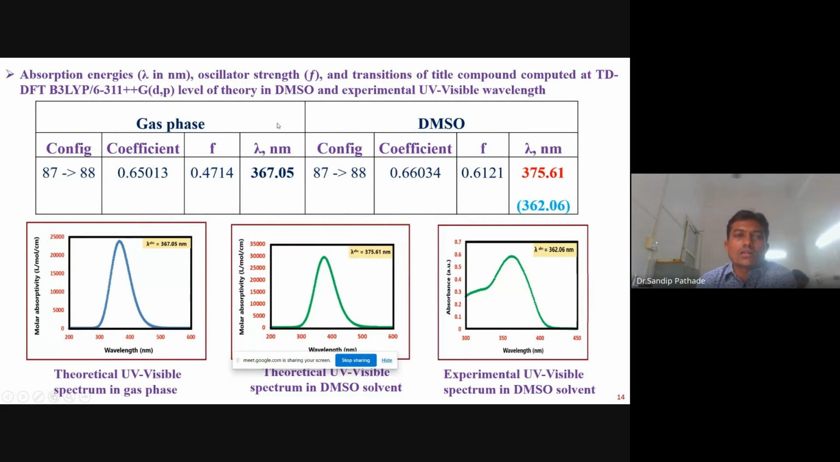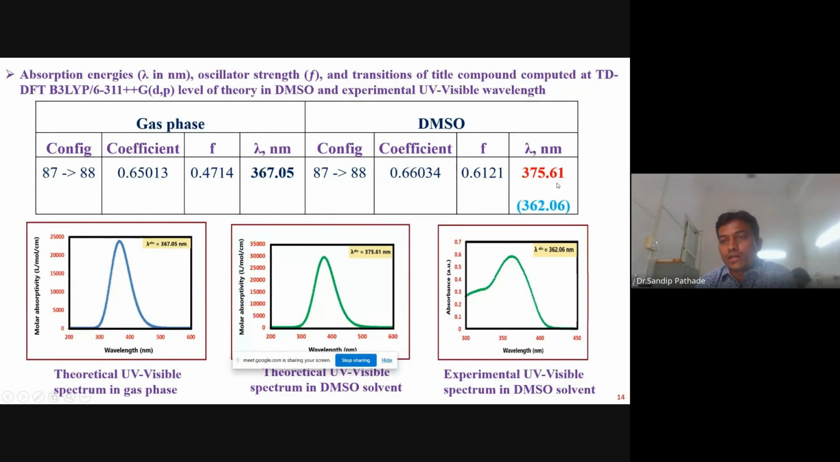Then we also computed the UV spectrum by using the DFT method. We computed the UV spectrum in the gas phase as well as the DMSO phase. In the gas phase, we observed this UV spectrum having a lambda max value of 367.05 nanometers, while in the DMSO phase, this is the UV spectrum having the lambda max at 375.61 nanometers. Therefore, it is observed that in DMSO there is an increase in the lambda max value. Therefore, from gas phase to DMSO, a bathochromic shift is observed in the molecule.